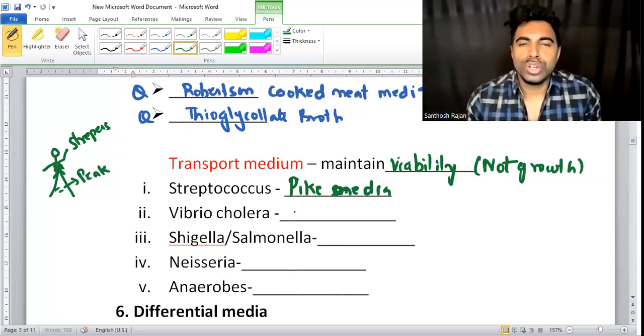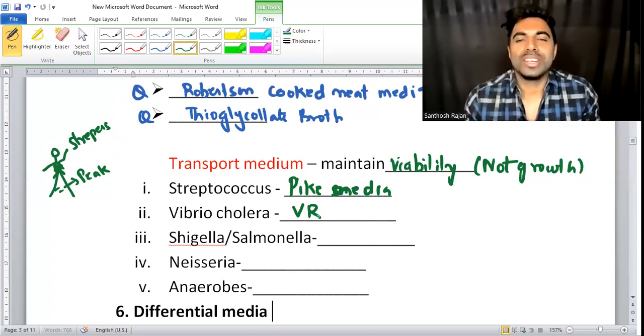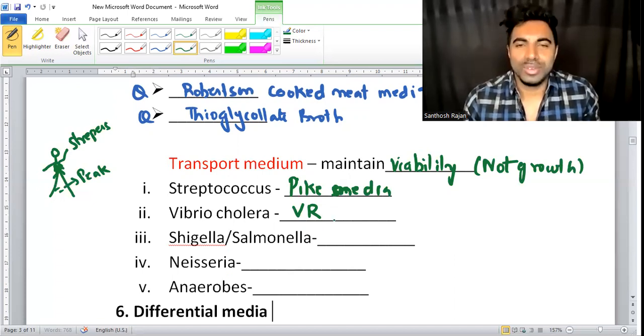Vibrio cholerae, who transports Vibrio cholerae? Vibrio also has a boyfriend. Everyone has a boyfriend. Vibrio's boyfriend is Venkatraman Ramakrishnan, VR, Mr. Venkatraman Ramakrishnan. So VR media carries Vibrio.